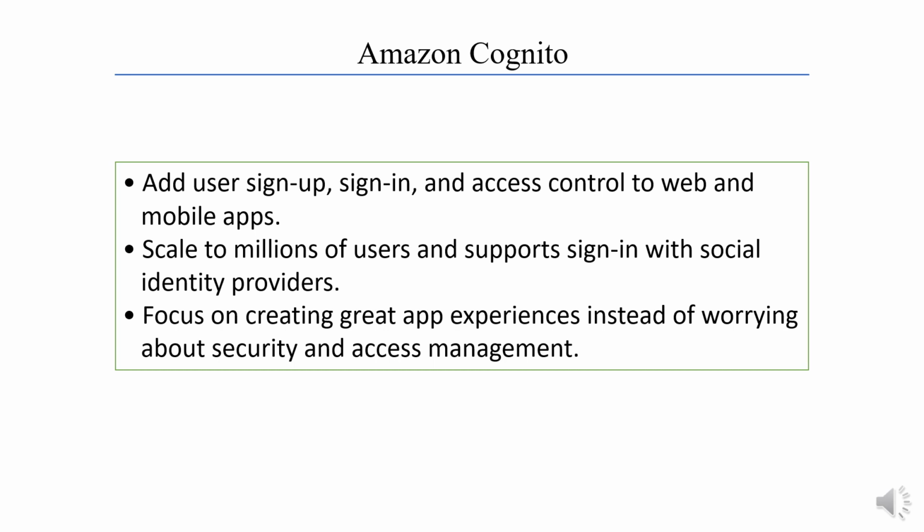It allows you to scale to millions of users and support sign-in with social identity providers such as Apple, Facebook, Twitter, now X, or Amazon with SAML 2.0 identity solutions, or by using your own identity system. Amazon Cognito also enables you to focus on creating great app experiences instead of worrying about building, securing, and scaling a solution to handle user management, authentication, and sync across devices.